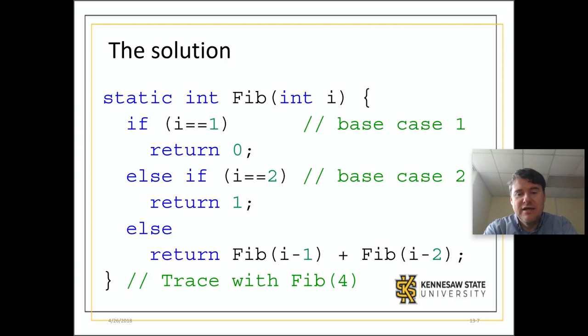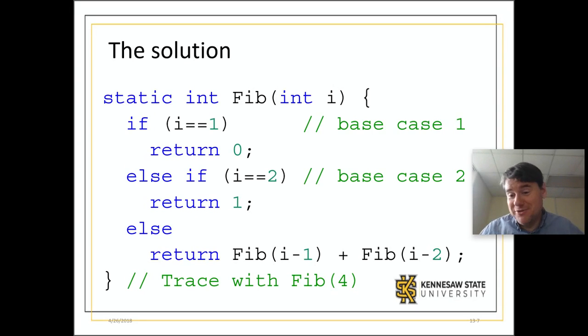So let's take a look at our solution. We have a static int, which is going to return an integer called fib. It's going to take in an I, which is the particular number in the sequence that I want. So if the I is 1, I return 0, because there's none. If the I is 2, then I'm going to return 1. In every other case, I'm going to return the Fibonacci of the number before and the Fibonacci of the number 2 before that, and we're going to see what happens.